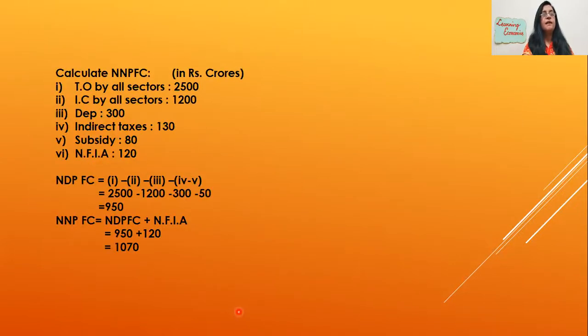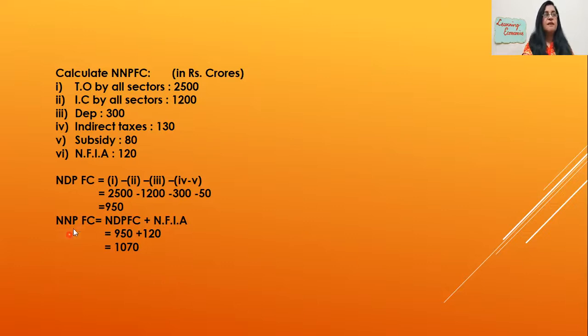So now we'll discuss how to calculate NNPFC. I had told you that NVAFC is actually NDPFC. That is, NVAFC is domestic income. And if we add net factor income from abroad, then it becomes NNPFC. Domestic income becomes national income if we add net factor income from abroad. I hope that you have understood this.